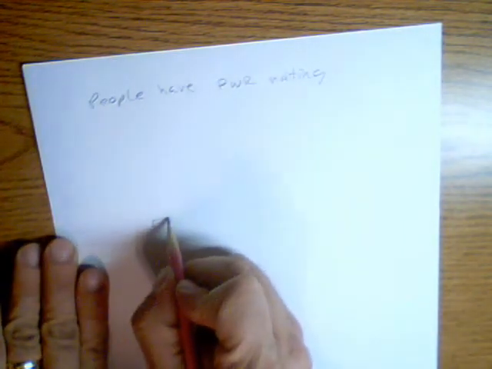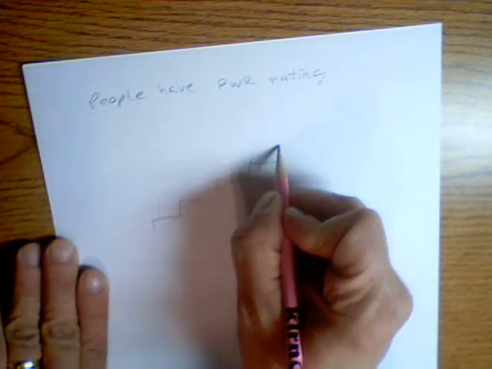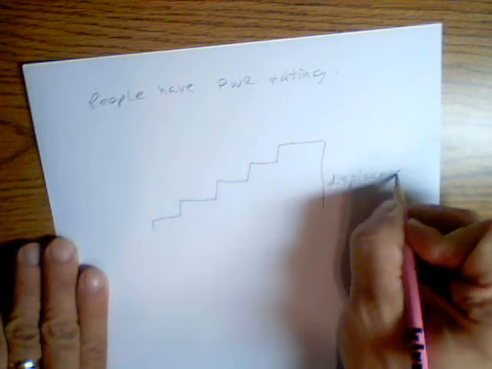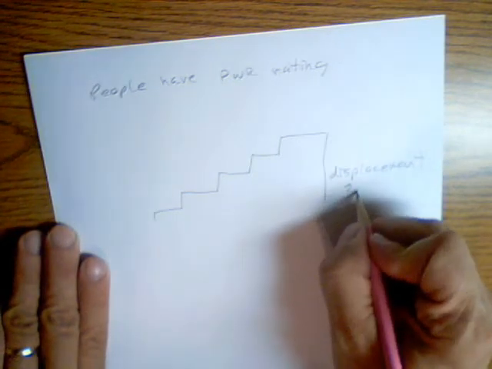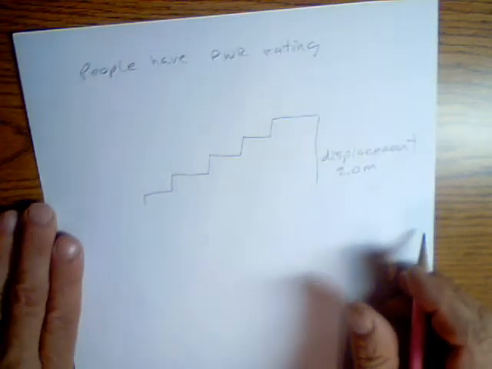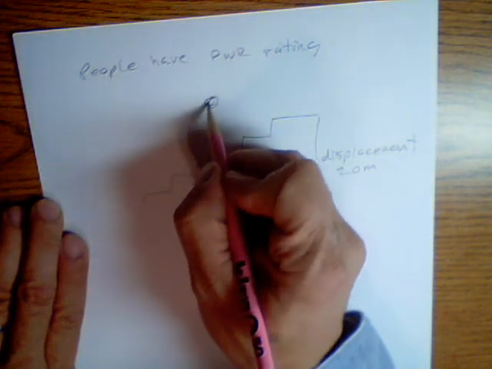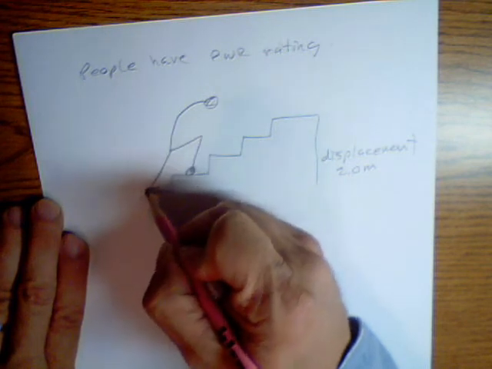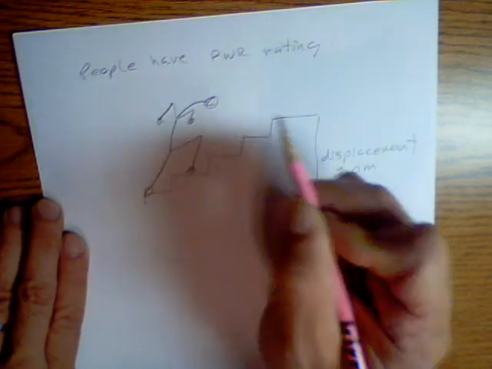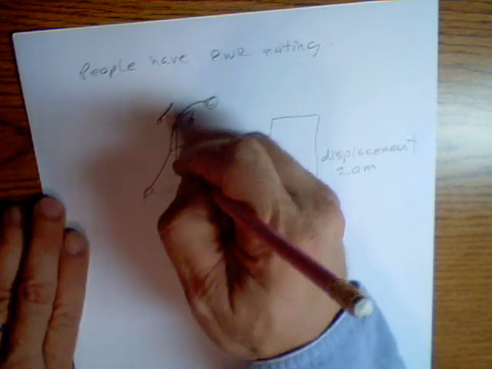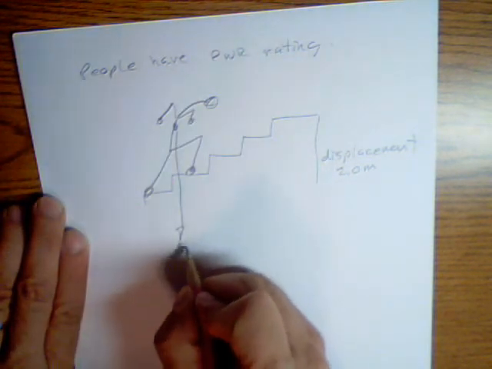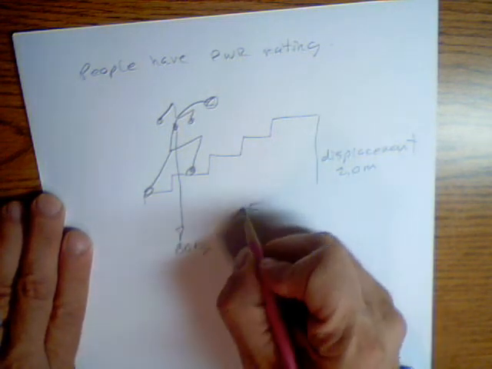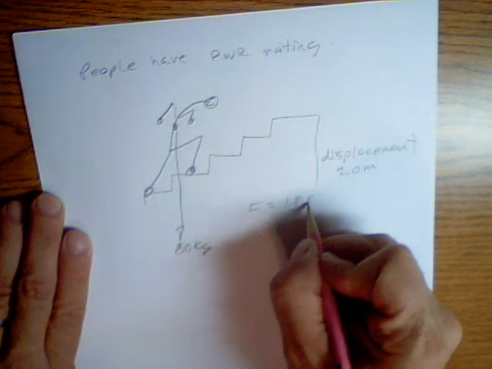So if we took an example, let's say we have a flight of stairs, we have a displacement, and we'll use some numbers this time. We have a displacement of 2.0 meters, and we have our person here who is vigorously climbing these stairs. This person is, let's say, 80 kilograms, and it does this in a time of 1.8 seconds.